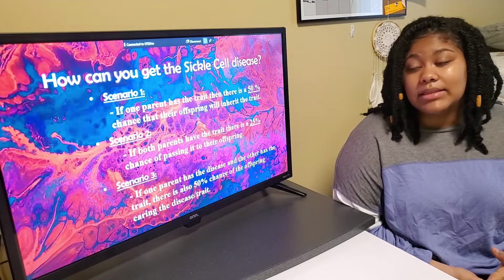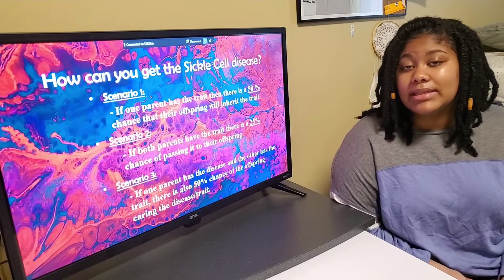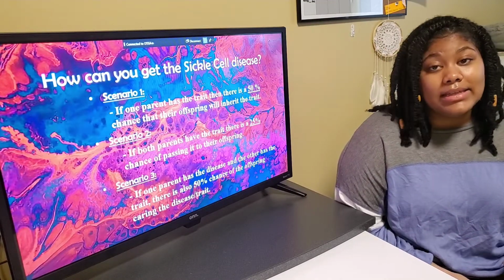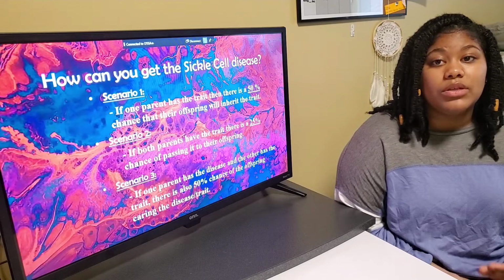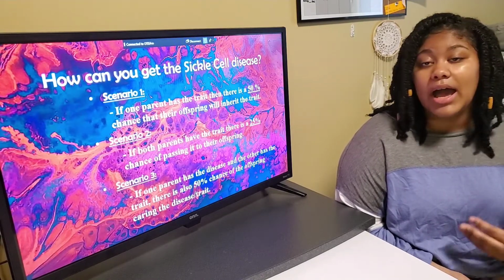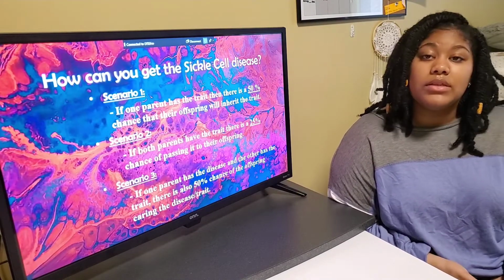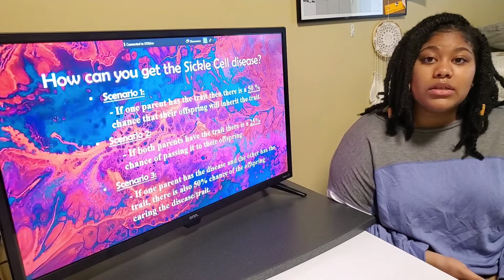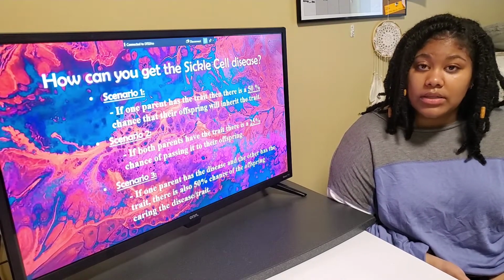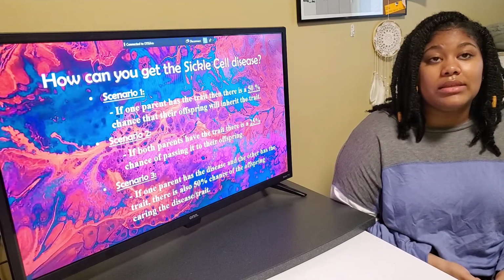And the last scenario, which in my opinion is the worst, is if one parent has the disease and the other parent has the trait. That is a 50% chance, which I feel as though it should be 60 or 70% because it's very high risk. So basically, if one parent has sickle cell disease and the other parent has the sickle cell trait, then the child, in my opinion, is more than likely to get sickle cell disease.